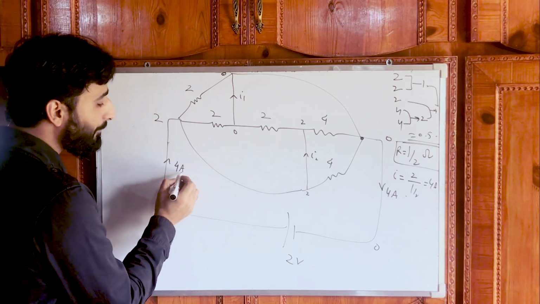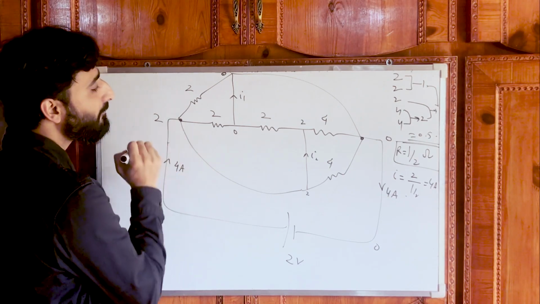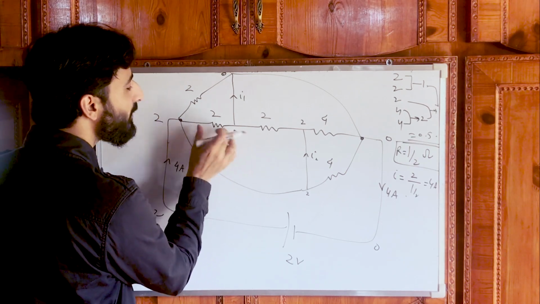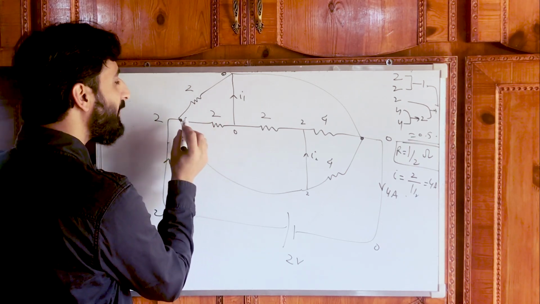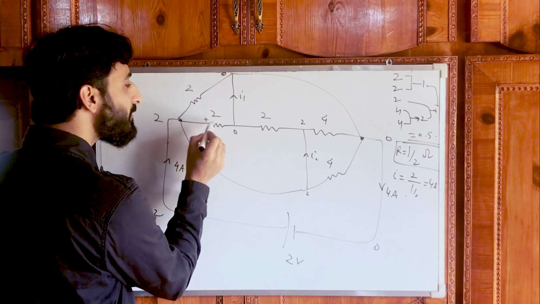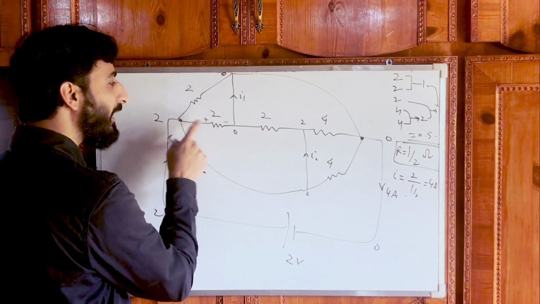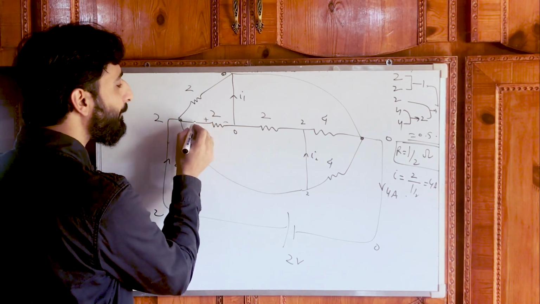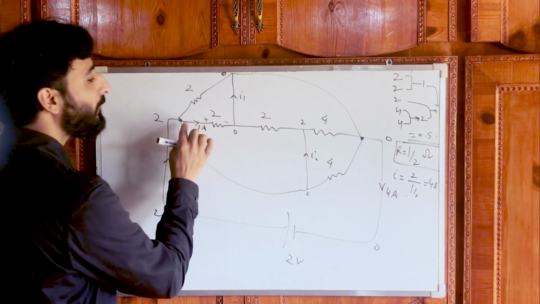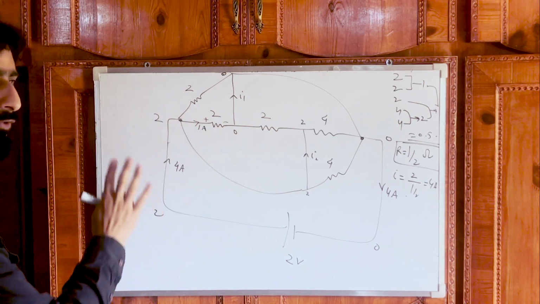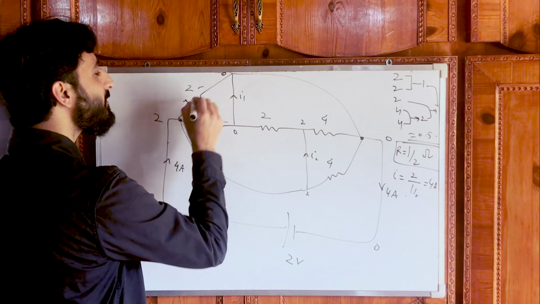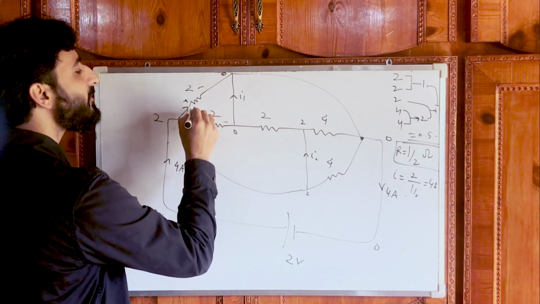Anyway, 4 amperes current is flowing towards the node. What about this part? This is at 0 volt, this is at 2 volt. Potential difference will be 2 volt, and this is at higher potential, so current will flow from left to right. The resistance value is 2, so 2 over 2 is 1 ampere. So 1 ampere of current will flow through this part. That we know for sure. Done. What about this part? Again, 1 ampere will flow through this.